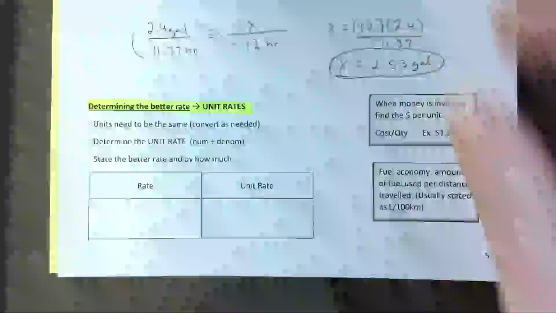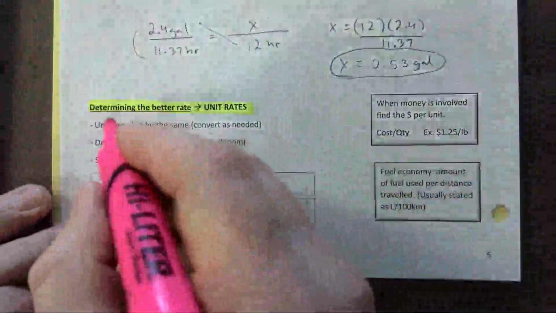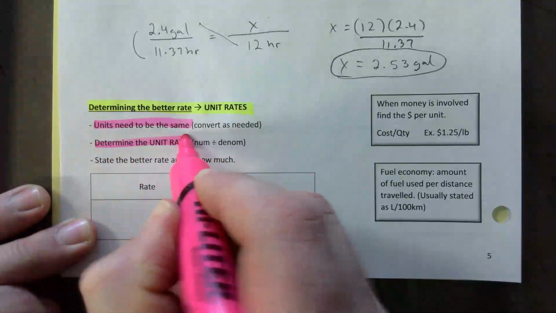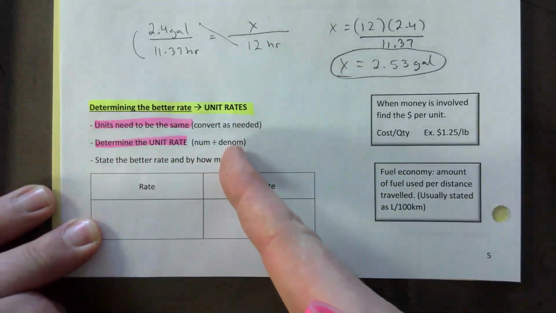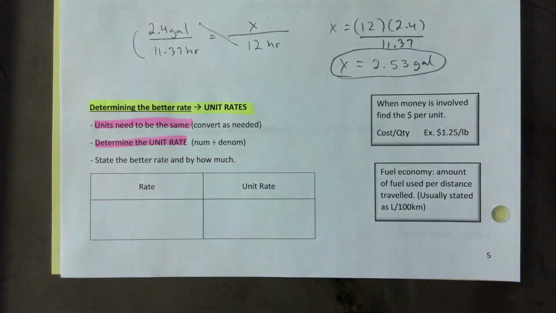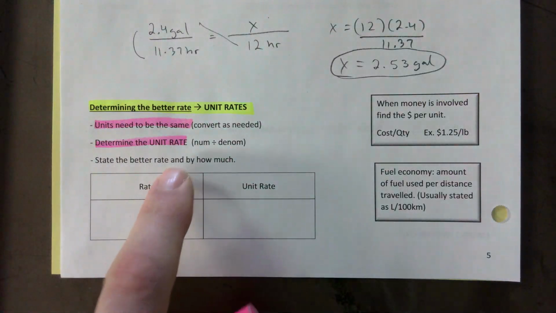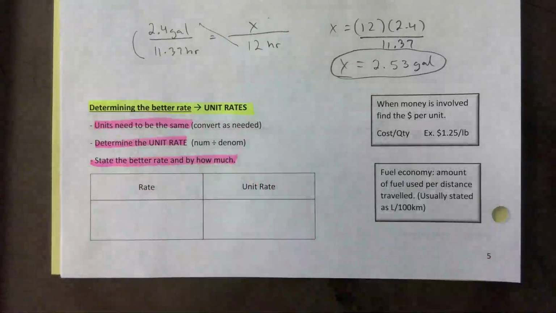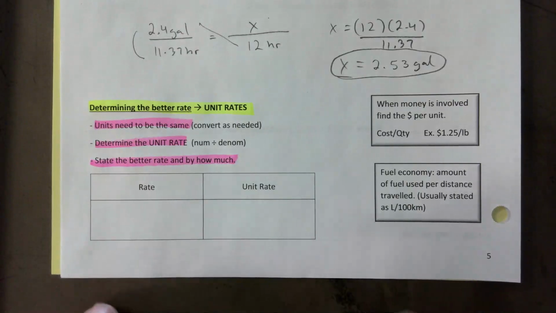I'm going to use a different color to make that stand out. Okay? Units need to be the same, and then determine the unit rate. You basically go numerator divided by denominator. State the better rate and by how much. That's also important. State the better rate and by how much. Make sure you keep these booklets right till the end, okay? So I'm going to give you an example.